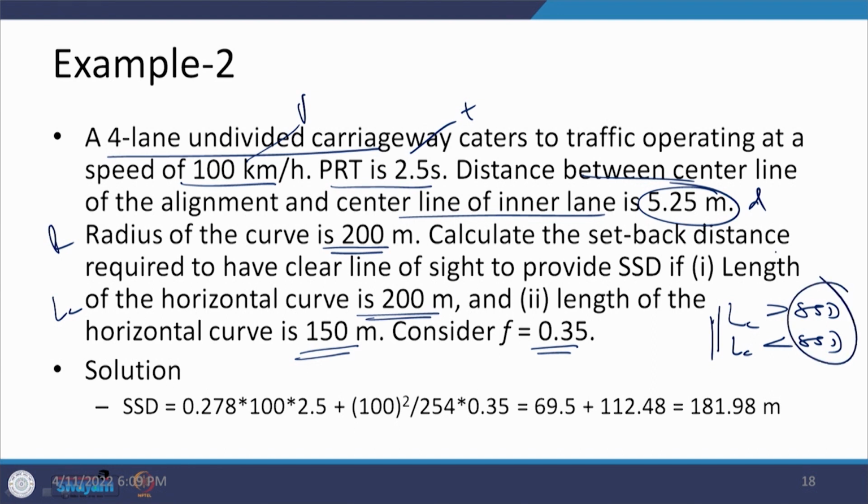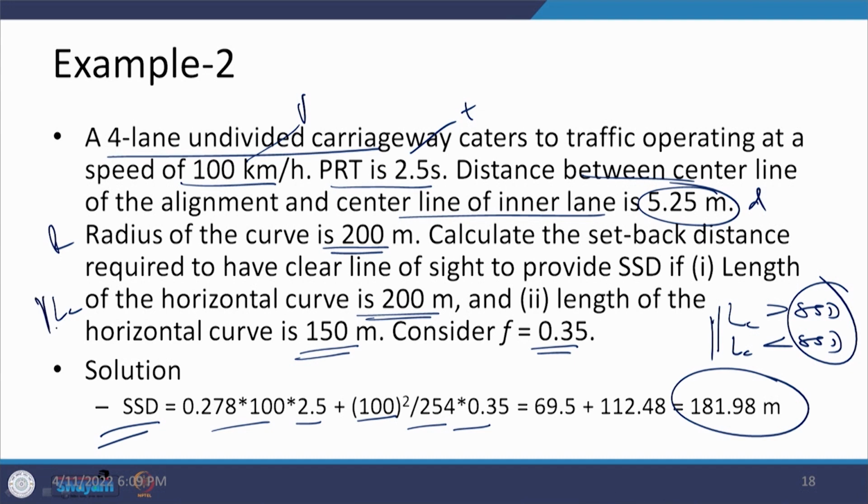That means SSD has to be calculated. Now, we calculate SSD, then it is nothing but perception distance plus the braking distance. So, 0.278 into 100 into 2.5 is the distance being travelled during the perception time, reaction time, and when the braking is being done, it is V square divided by 254 F. So, 100 square divided by 254 into 0.35. So, what we get is around 182 meters as the safe stopping sight distance.